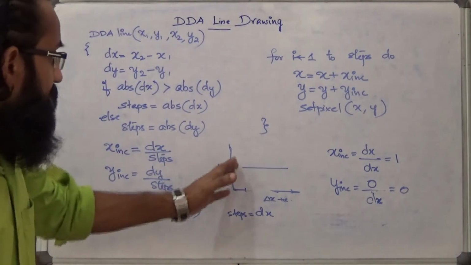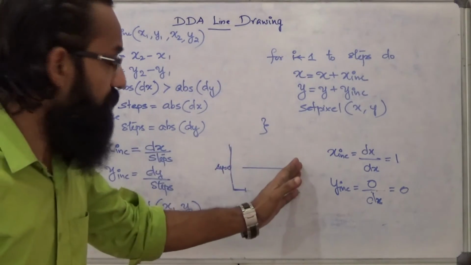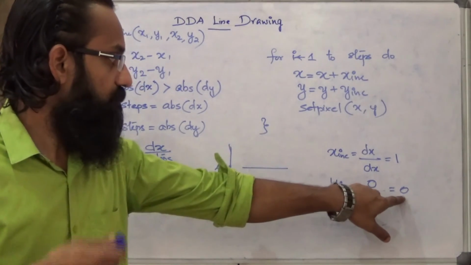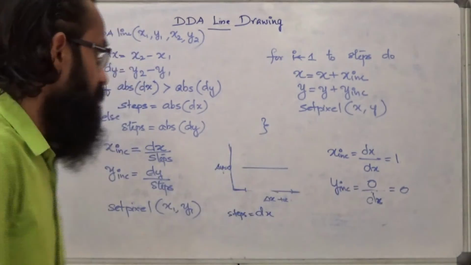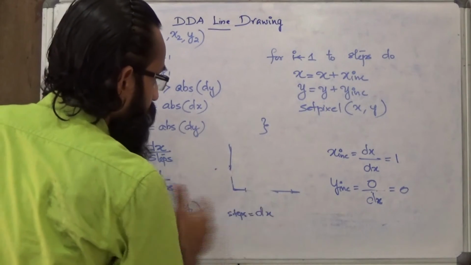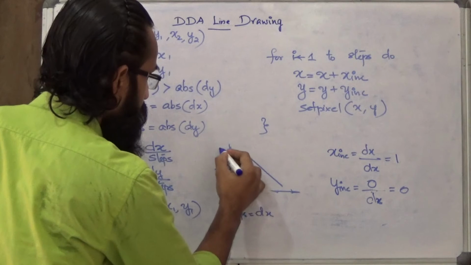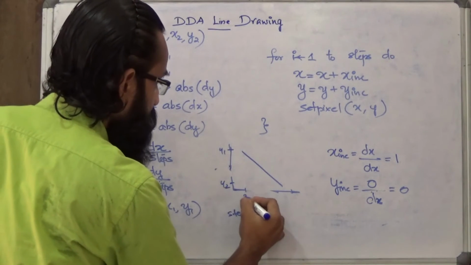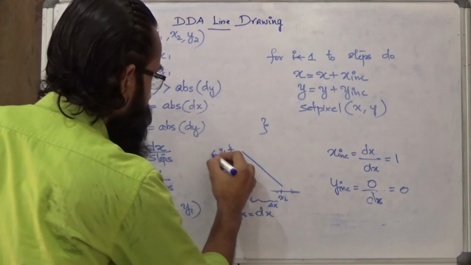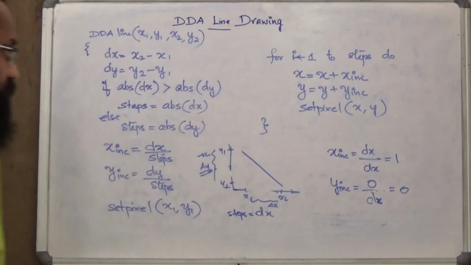So in this case, x gets incremented by 1 at each step, and the y value will remain 0 because y increment is 0. Now what happens for a line with negative slope like this? Assume that this is y1, this is y2, this is x1, this value is x2. So this is delta x and this is delta y, and assume that delta y is negative.